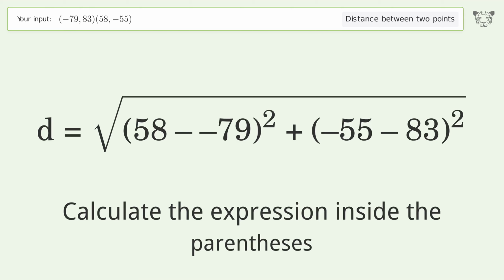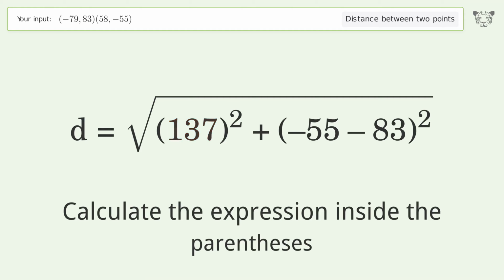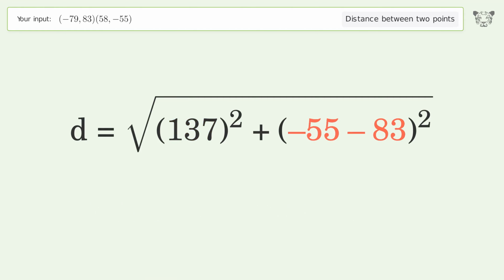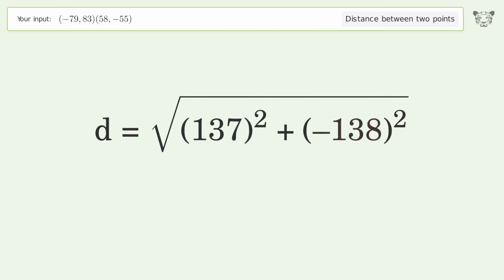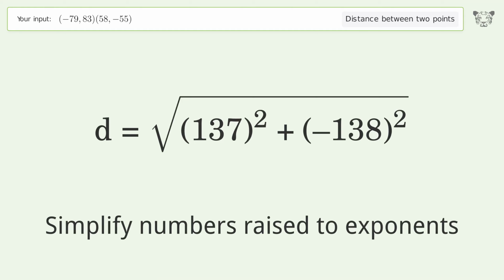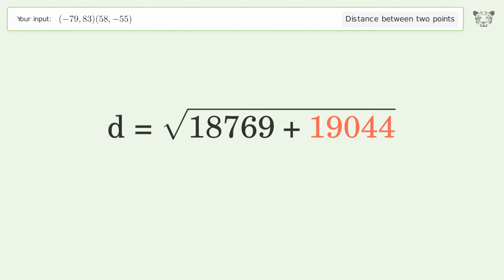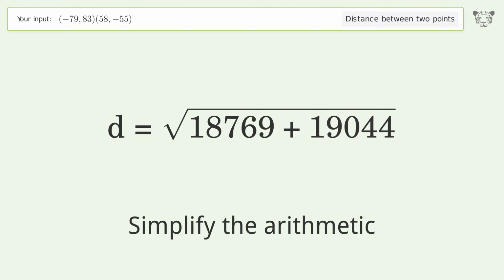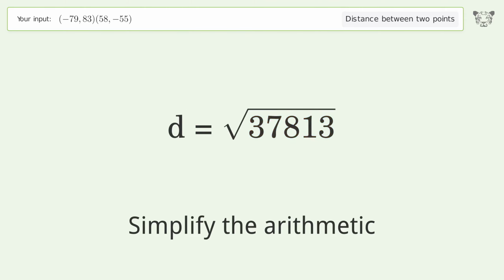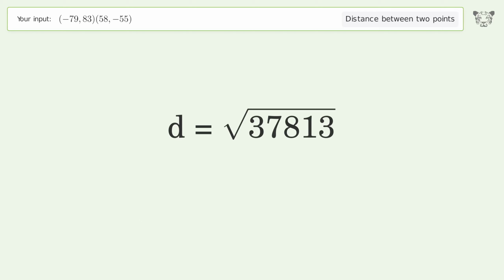Calculate the expression inside the parentheses. Simplify numbers raised to exponents. Simplify the arithmetic. And so the distance between the 2 points is the square root of 37,813, or 194.456.